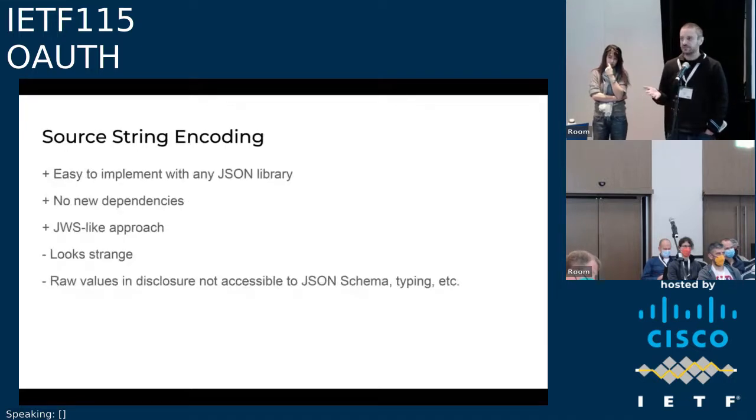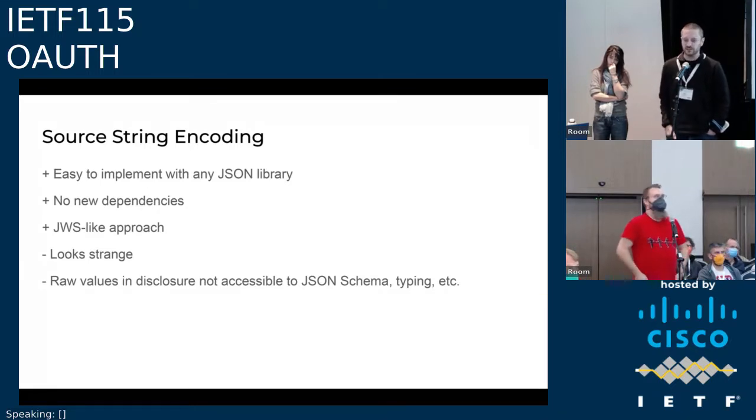So the approach that we've chosen, the source string encoding, is really easy to implement with any JSON library. That's also feedback that we got from the implementers of the spec. You just do a JSON encode on a thing and you're good to go. You don't need any new dependencies. You just need the JSON library. And it's actually something that in a similar way is being done in JWS anyway. So you have the whole JSON thing and you just hash over it.